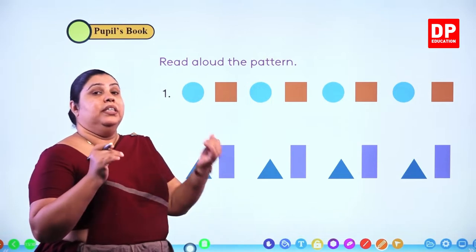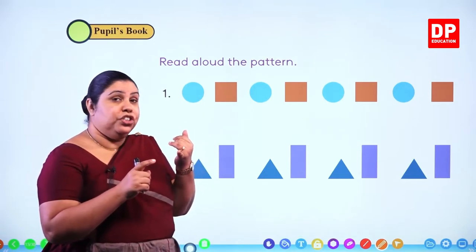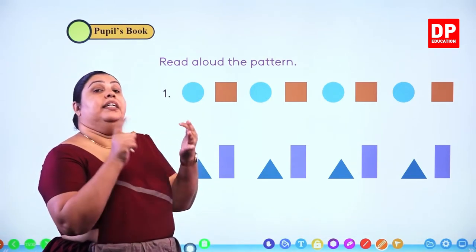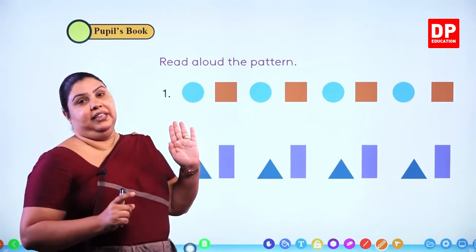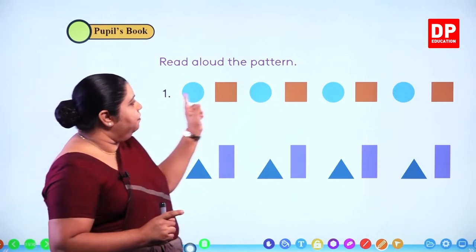Now you know the shapes, the five important shapes: the rectangle, the square, triangle, oval and circle. So now let's take a look at our first row.